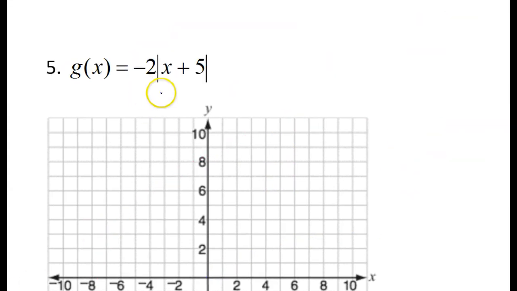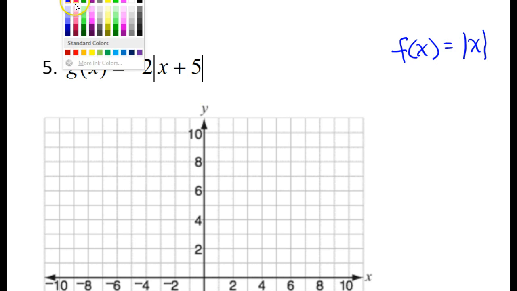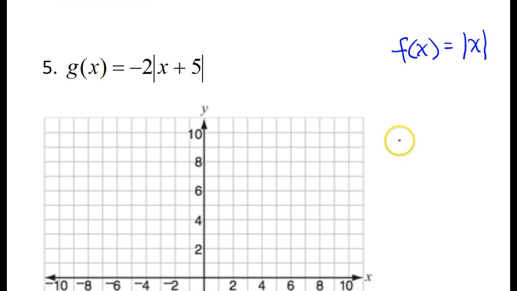On problem number 5, again, if I take away any addition, subtraction, or multiplication, I will be left with the parent function. So the parent function must be f of x equals the absolute value of x. Okay, so I'm not going to need a table of values for this one. So the absolute value of x, well, we're supposed to write down the transformations. Well, you know what, I'm going to graph this first.